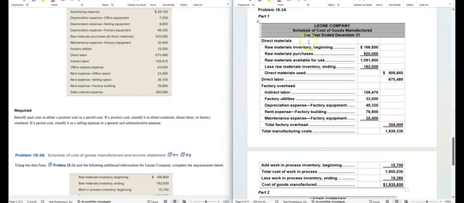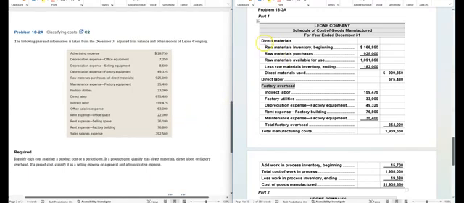But we are reporting what was the cost of the goods manufactured for the year ended December 31st. This report is going to communicate what were our direct material costs, what were our direct labor costs, and what were our factory overhead costs. Again, the three costs of making a product. All right. So let's start with direct materials.